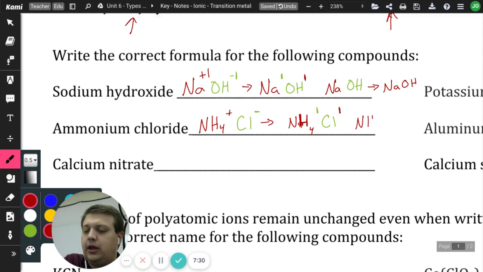So then NH4. If it's a 1, we can just leave it blank, right? And Cl. There's nothing to reduce. So we would get NH4Cl as our final answer.